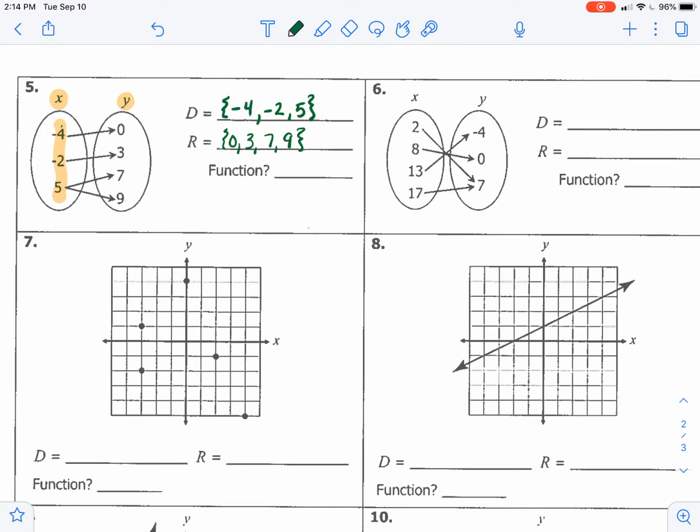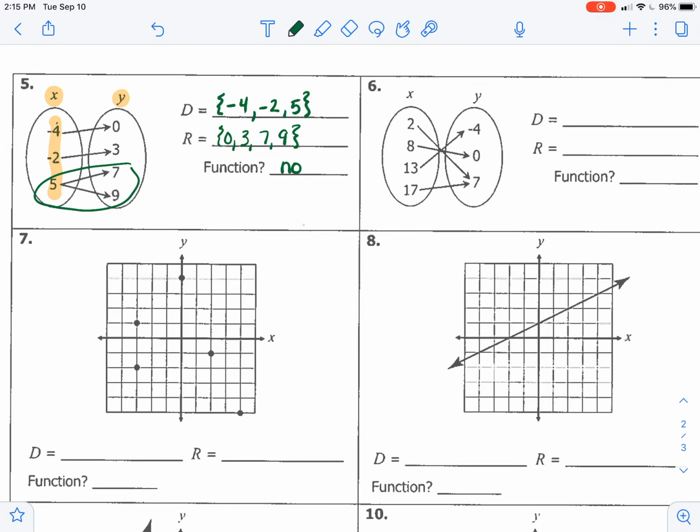So then the question is, is this a function? Do any of your x's go to 2 different numbers? And the way with mapping you can tell it is right here, really easy. You see those 2 arrows come off of 5, so that means it is repeating because 5 is going to go to 7 and 5 is going to 9. So no, this is not a function. Okay, you might try number 6.